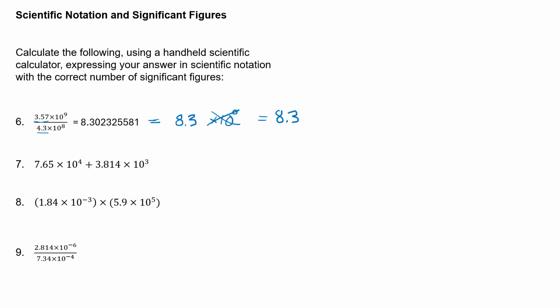Our next problem, 7.65 times 10 to the 4th plus 3.84 times 10 to the 3rd. If you plug this into your calculator correctly, it's going to give you 80,314. Now, how many significant digits? Initially, you might say, oh, there's 4 here, and there's 3 in 7.65, so I need 3 significant digits. Well, that's not technically exactly correct.